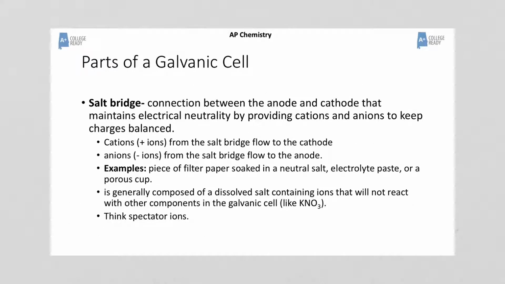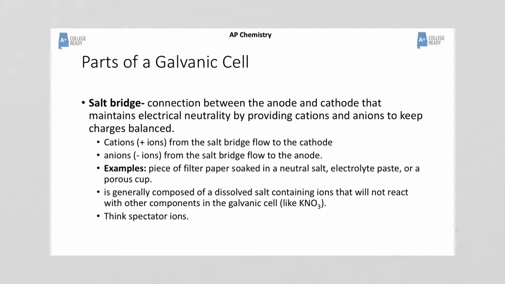Now in a galvanic cell, and we'll see a picture of this in just a minute, there's a pretty important component. In fact, the battery cannot operate without this, but it's called the salt bridge. This is a connection, and it's a different connection beside the wire. They're two separate things. This connection between the anode and cathode is going to contain usually a dissolved salt, and it typically is a salt made up of spectator ions, meaning ions that aren't going to react with anything. We just want these ions to be present, and their purpose is to maintain electrical neutrality.